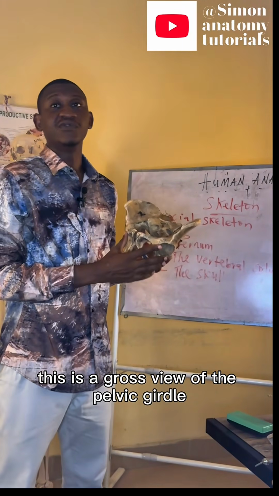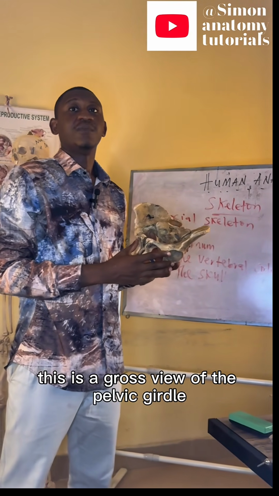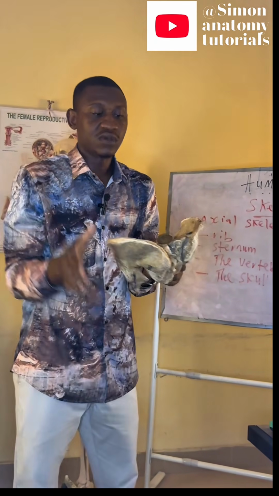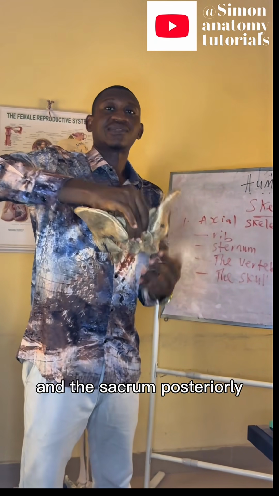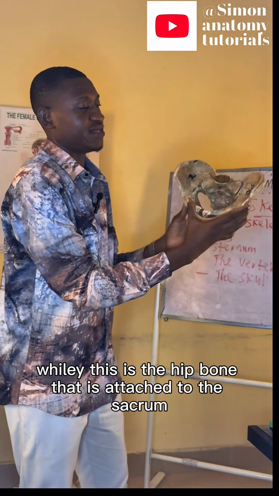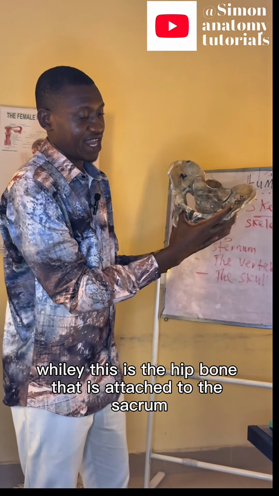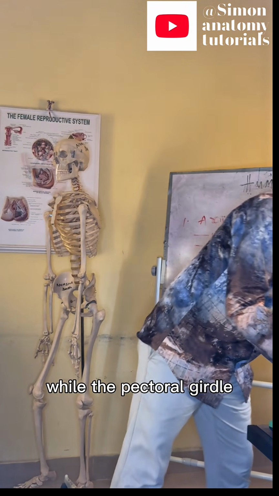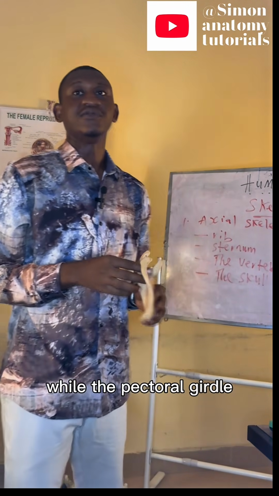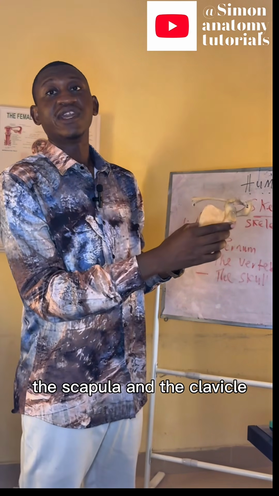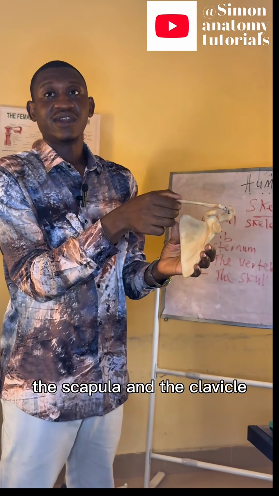This is a gross view of the pelvic girdle. The pelvic girdle is made up of the hip bone and the sacrum posteriorly. So this is the sacrum posteriorly, while this is the hip bone that is attached to the sacrum. While the pectoral girdle, or what we call the shoulder girdle, is made up of two bones, the scapula and the clavicle.